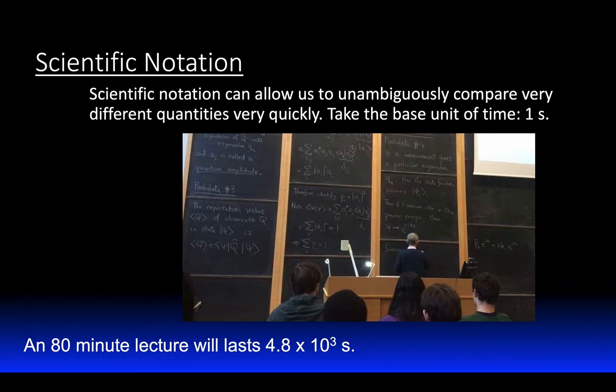The base unit of time we talk about is 1 second. An 80-minute lecture will last about 4.8 times 10 to the 3 seconds. So I see 10 to the 3, I know that means 1,000. So an 80-minute lecture is 1,000-ish times longer than 1 second. Or another way of thinking about it, an 80-minute lecture is about 37 minutes longer than 1 microcentury.